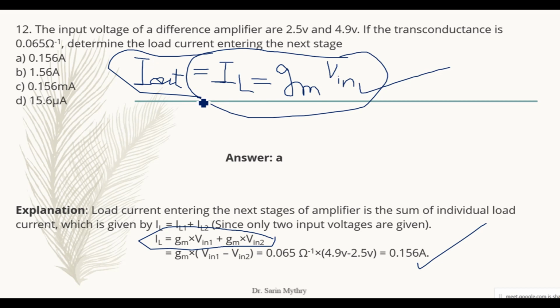Okay, so now what's the correct option here? Option A is the correct one. 0.156 is the correct one. So A is the correct option.